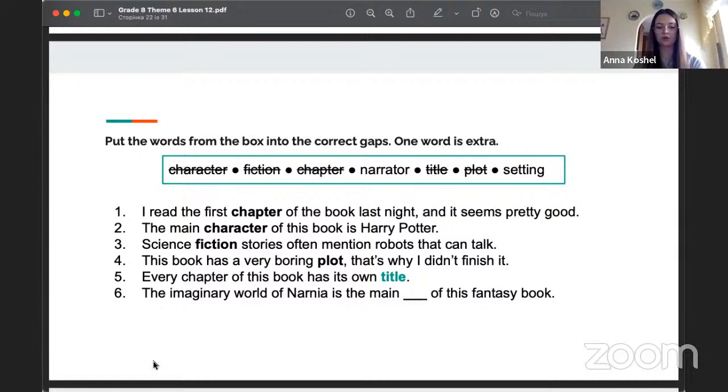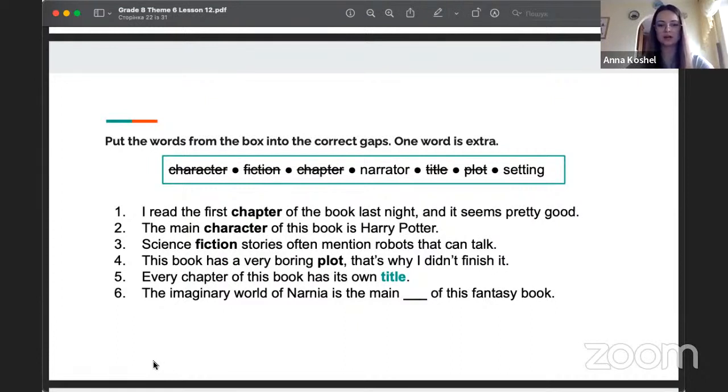The imaginary world of Narnia is the main something of this fantasy book. So, the imaginary world of Narnia, уявний, вигаданий світ Нарнії, є головним чимось цієї книги жанру фентезі. Що ж це може бути? What can it be? The imaginary world of Narnia. This is where the events happen, right?